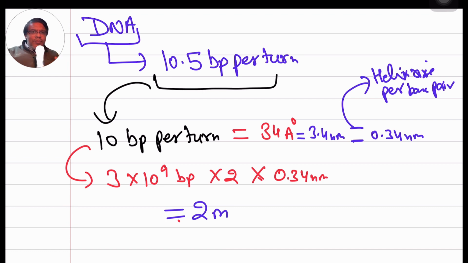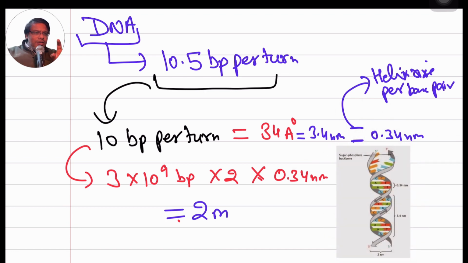Now you can easily remember, 2 meter DNA has been packed within each of your cells. So in a very small space, in a very small nucleus, you are going to have 2 meter DNA. Now by this picture, you can remember these parameters. I have told you the diameter of DNA is 20 angstrom. 1 turn of DNA has a length of 3.4 nanometer, and the distance between each base pair is 0.34 nanometer.